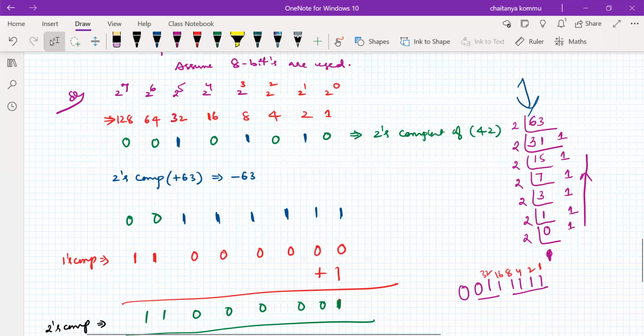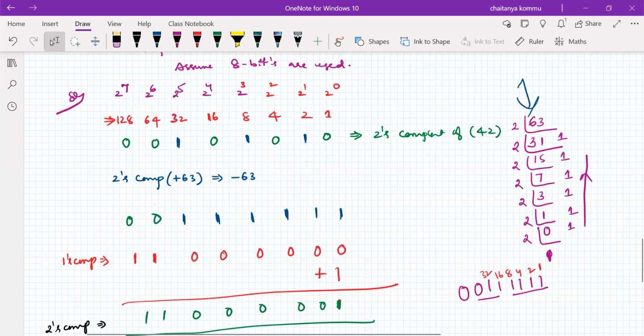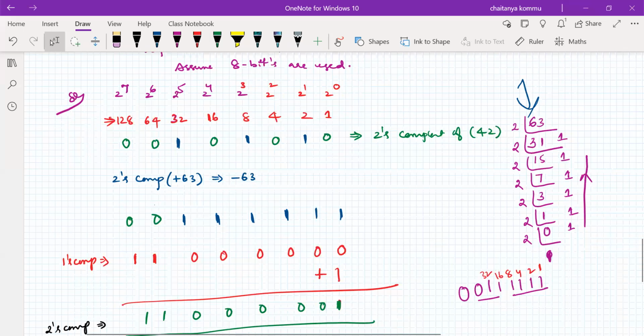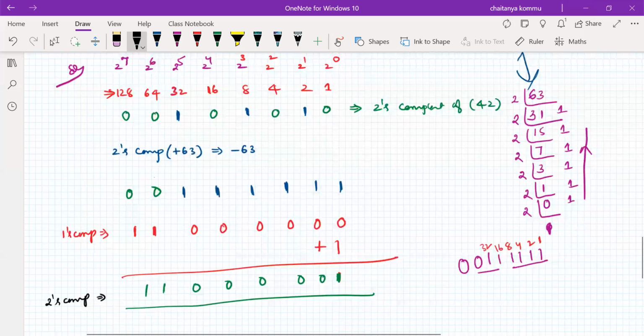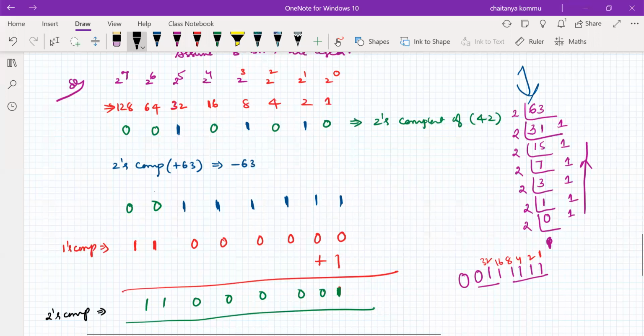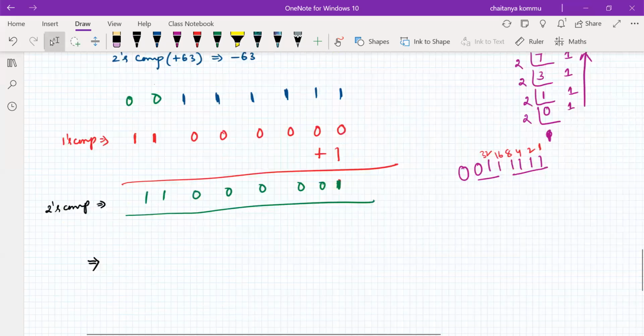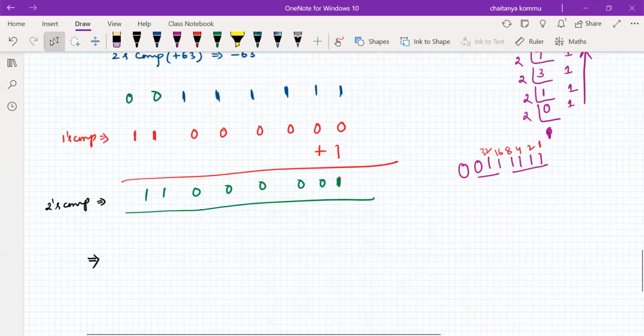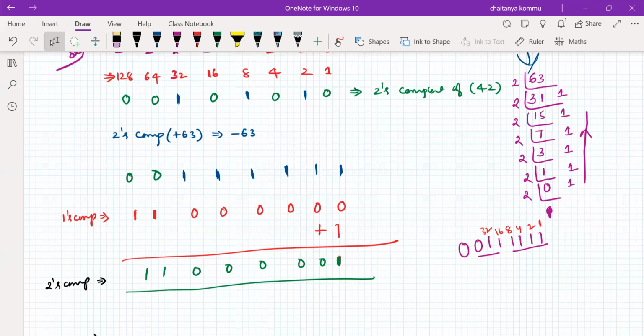64, I'll write 32 here. 64, 32, 16 and 8. Okay, 64, I'll write it here. Actually, if you are using all 64, 32, 16, 8, 4, 2, 1, then 127 comes. As you can see here, it's a very simple understanding.